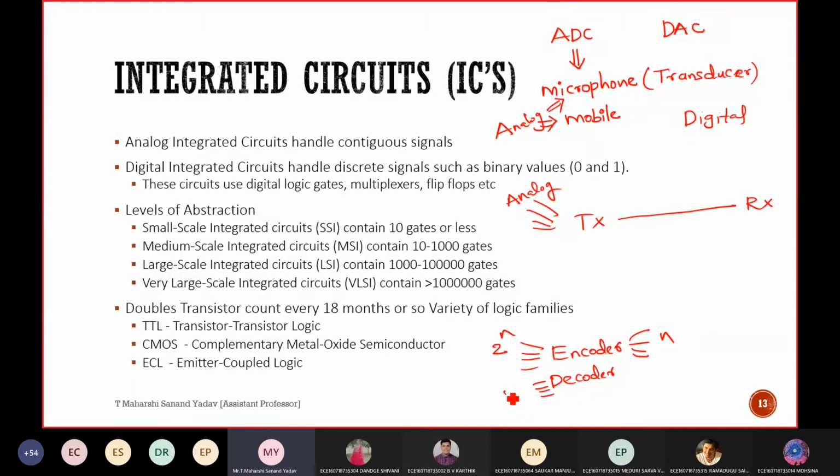Whereas for a decoder, n inputs into 2 power n outputs. So here the encoder should be used at the transmitting end. Here I'll do encoding and here I'll do decoding. If I talk in terms of analog communication, there are terminologies called modulation and demodulation. What is modulation and what is demodulation?